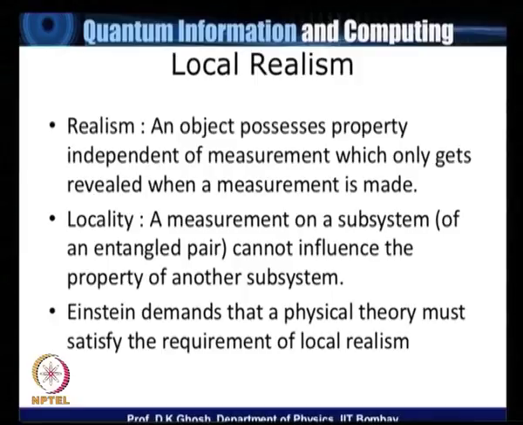There were two elements, one was realism and the second one is locality. So we said that a measurement on a part of a system, for instance in our case the entangled pair, cannot influence the property of another subsystem if they are well separated physically. And Einstein demands that any acceptable physical theory must satisfy the requirement of this dual property of locality and realism.